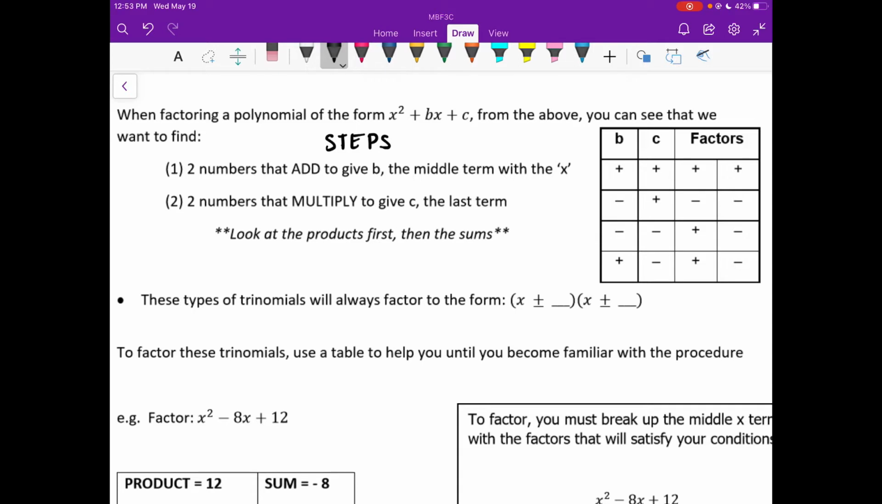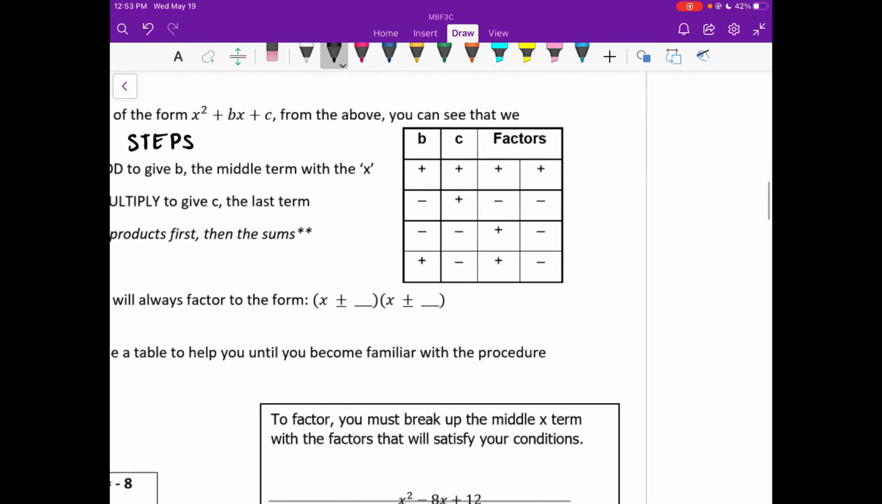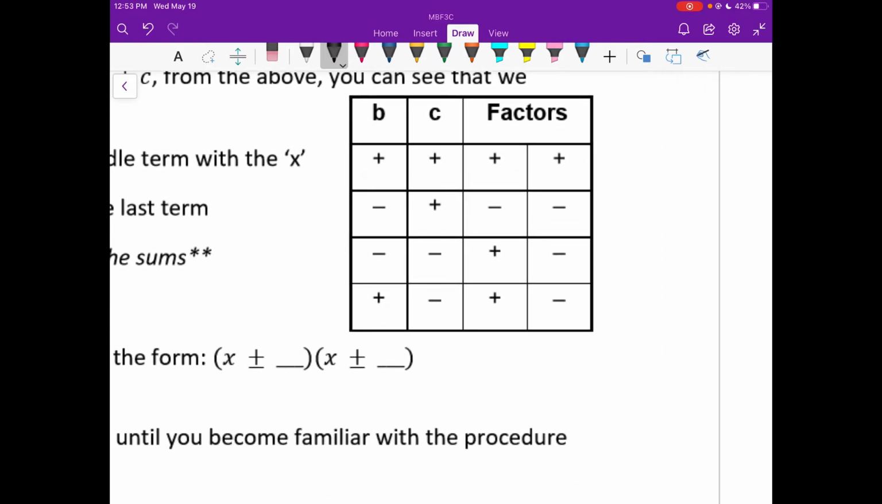Personally, I like to do step 2 before I do step 1, just because there are so many combinations that you can get for addition, but there's a limited amount that you can get for multiplication. Another thing to take into consideration is if your b and your c are positive, your factors are more likely than not going to be both positive. If your b is negative but your c is positive, your factors are more likely going to be negative, because when you multiply them together, they'll give you that positive value, but when you add them, they'll give you a negative value. If you have a negative b and a negative c, one's probably going to be negative and one's going to be positive.